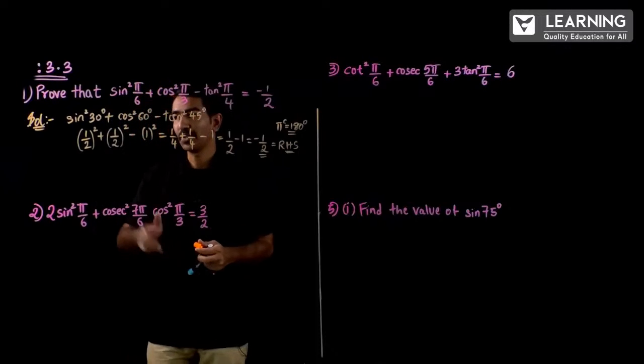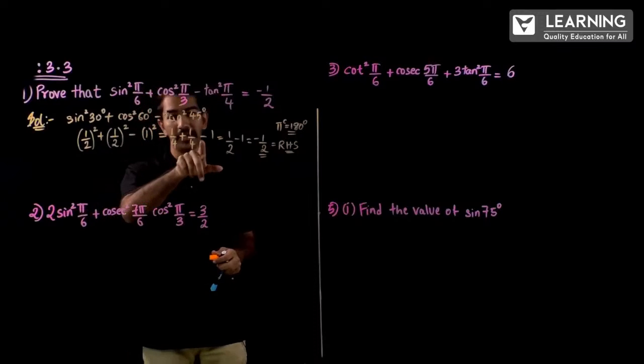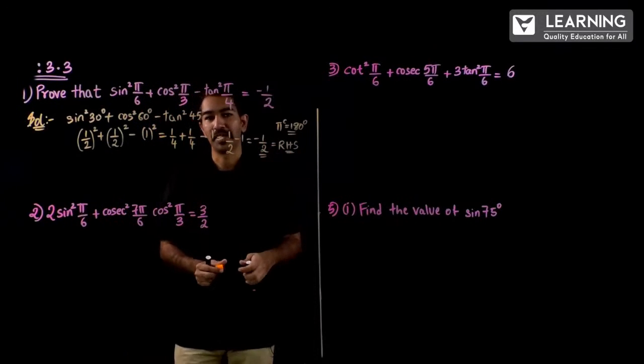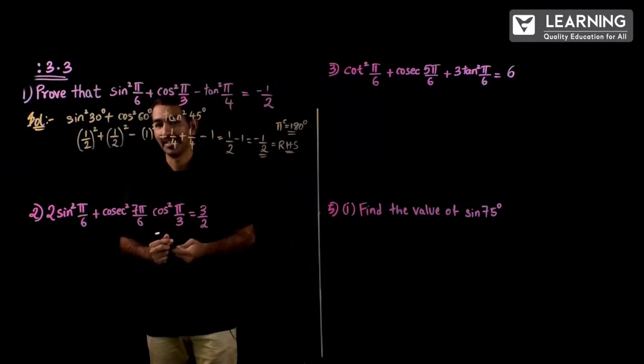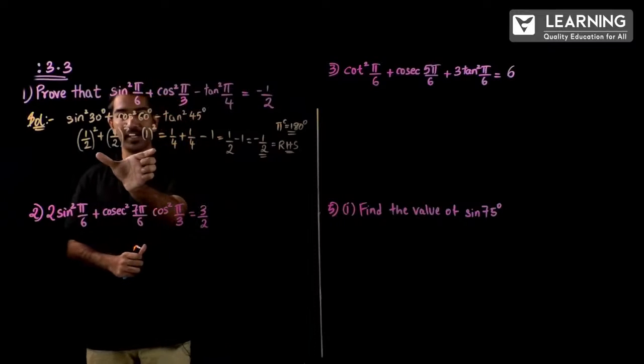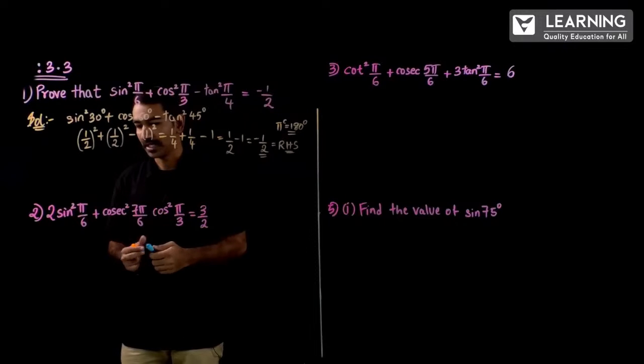Understood? So we have to square here. This square is very important. Squaring 1 by 2 will become 1 by 4, 1 by 4 minus 1, 1 by 2 minus 1 is minus 1 by 2, which is equal to RHS. Okay students, so the first one has been proved. Very simple. What is very important here is you have to remember these values. Basically you have to remember the table. Okay, moving on to the next question.